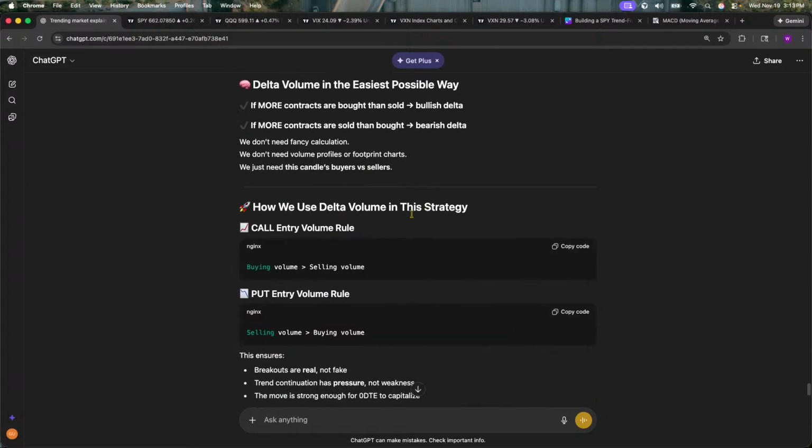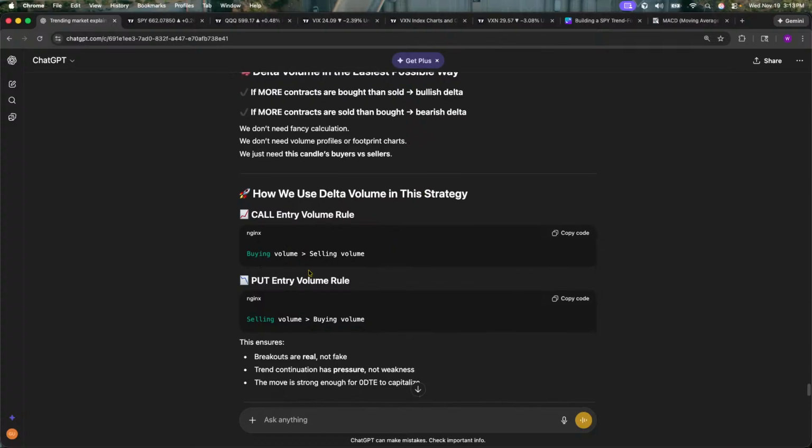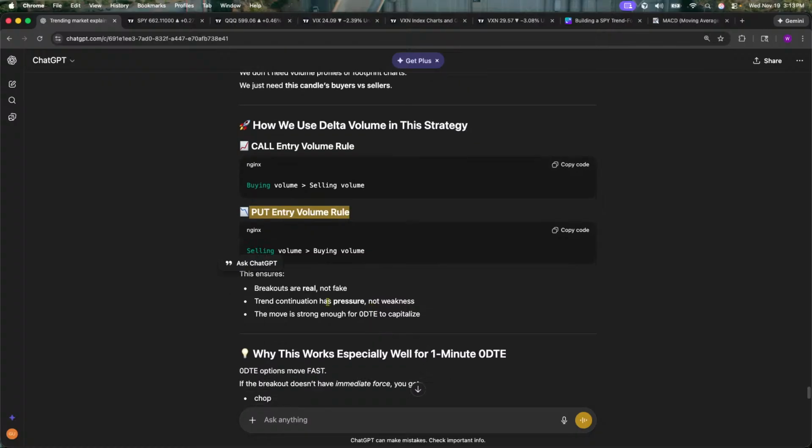So how do we use the delta volume in this strategy? Buying volume greater than the selling volume, call entry. Then put is when the selling volume is greater than the buying volume. This ensures that the breakouts are real, not fake. Trend continuation has pressure, not weakness, and the move is strong enough for 0 DTE to capitalize.